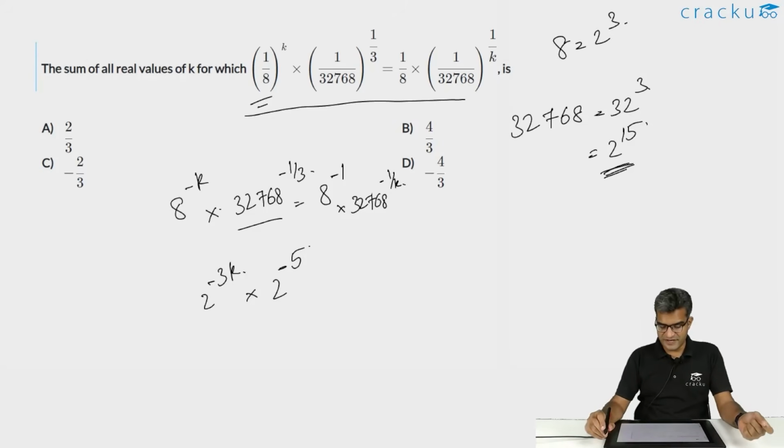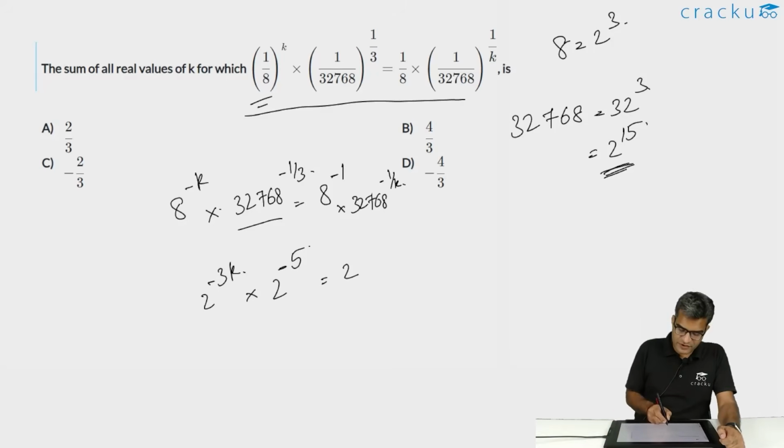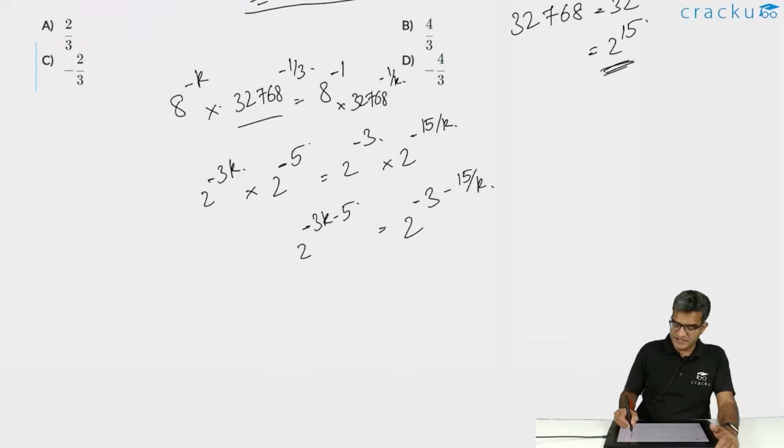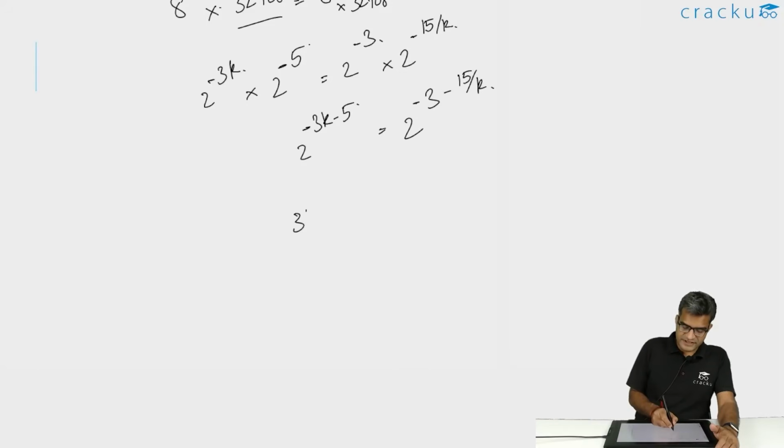2 to the power 15 to the power minus 1 by 3 is 2 to the power minus 5, which is equal to 2 to the power minus 3, which is 8 to the power minus 1, into 2 to the power minus 15 by k. So the left hand side is 2 to the power minus 3k minus 5. The right hand side is 2 to the power minus 3 minus 15 by k. If you are now just comparing the powers of 2, we are going to get 3k plus 5 is equal to 3 plus 15 by k.